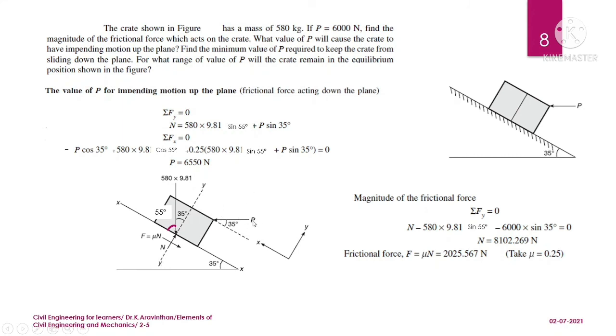Note that here instead of P you have to substitute 6000. So 6000 into sine 35 degree. So minus 6000 into sine 35 degree. Only one unknown is N here, and you can take it outside and find the N, which we got as 8102.26 Newton. For the force of 6000 Newton, normal force, which is N, we got it as 8102. So if you got the normal force, you can find the frictional force. So mu into N, we have taken mu as 0.25, and if you multiply 0.25 into this value, you will be getting 2025.567 Newton as the frictional force.